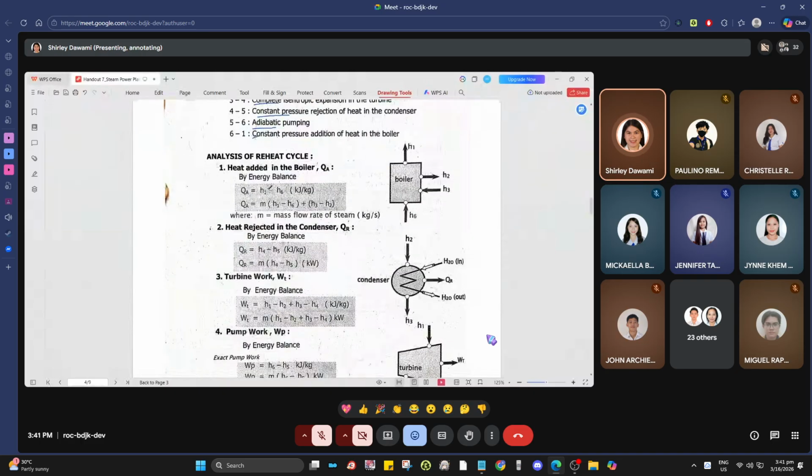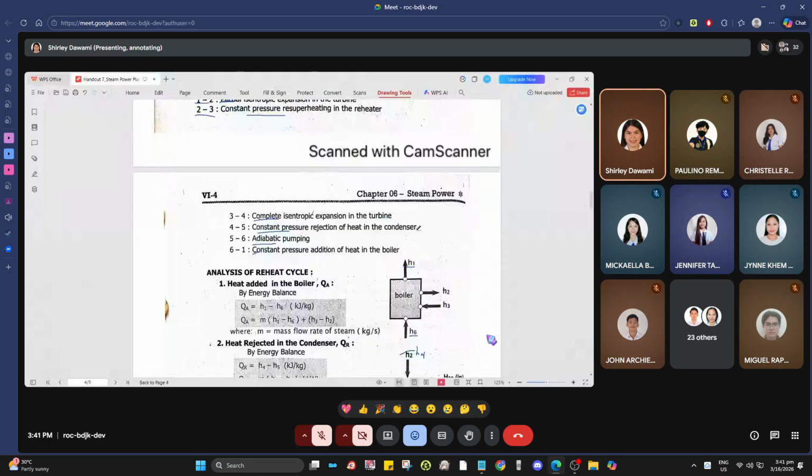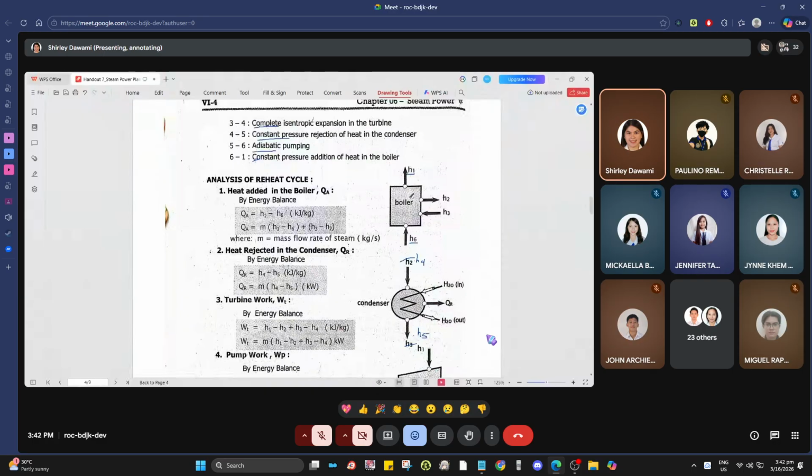What about the analysis? For the QA, that is H1 minus H6. For the heat rejected in the condenser, that is H4. This is wrong, this is H4 because it comes from here. So H1 exits the boiler, enters the turbine, exits the turbine at H2. There is superheating now. So this is H4 minus H5. It's no longer H3, because its process has been added to.